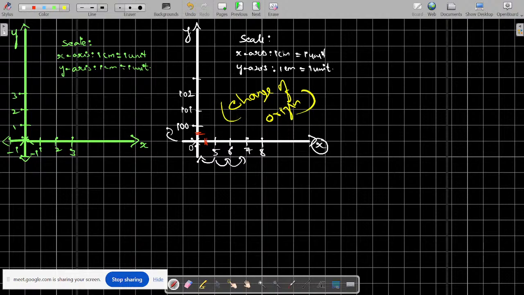Scale is not changing. See, the same. Here, 1 centimeter is 1 unit for both x and y axis. Here also, 1 centimeter is 1 unit for both x and y axis. But what I have done, I have shifted the origin. For the x-axis, to next to 4, at that 4 place. For y-axis, next to 100. This concept is what you call as change of origin.